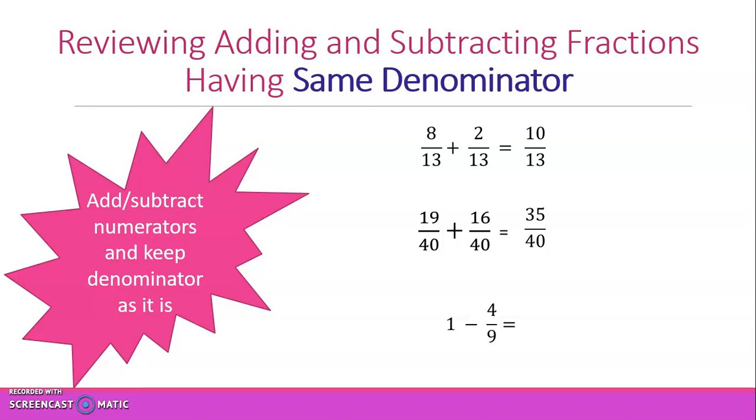Third example, 1 minus 4 over 9. I look at the denominator, it is 9, then 1 in this case is equal to 9 over 9. The two fractions have the same denominator, which is 9. Then the denominator of the fraction and the answer will be 9, and the numerator is equal to 9 minus 4 equals 5.